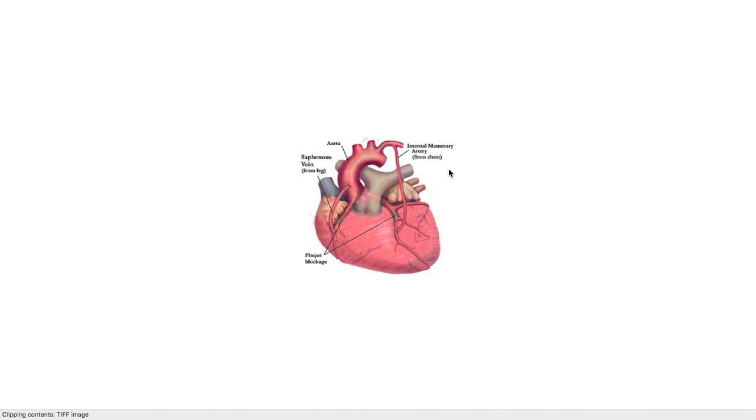This is a coronary artery bypass surgery. So they bypass your coronary artery. And this is a CABG surgery. So this is where the blockage is.